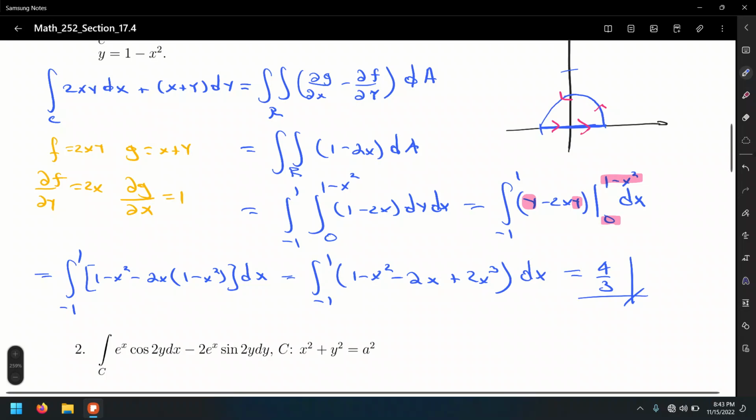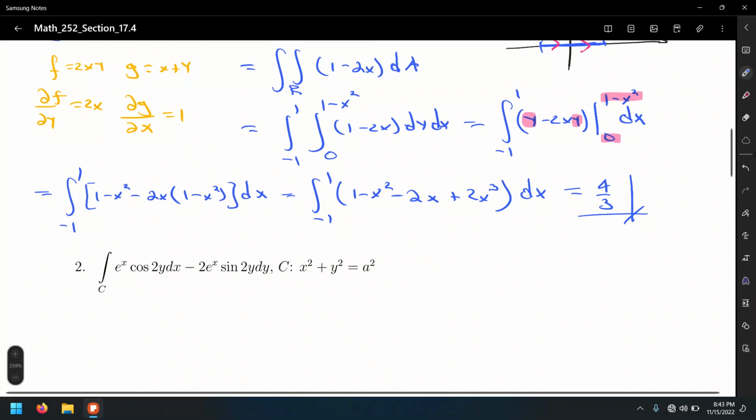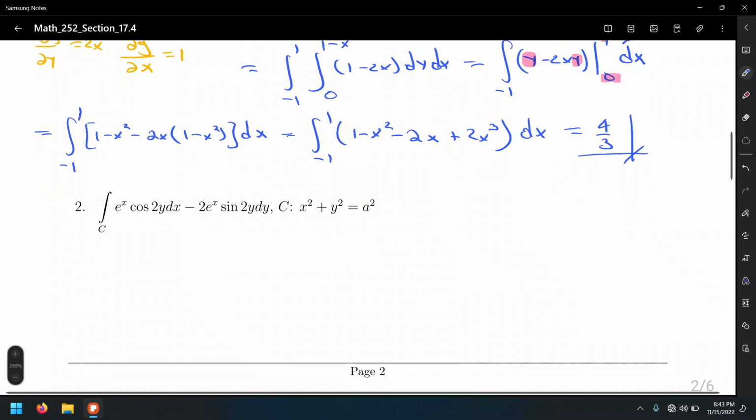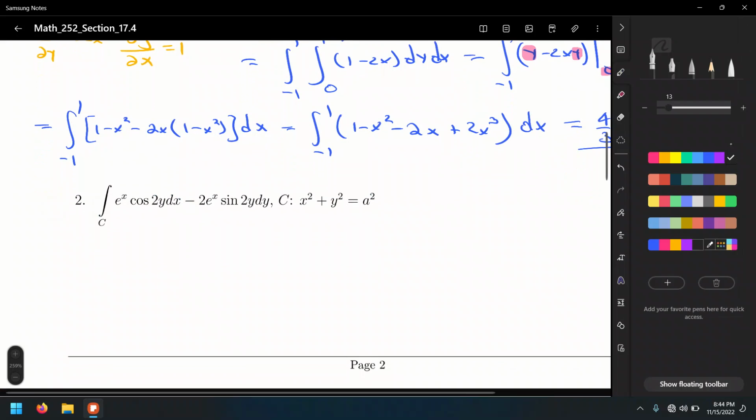Number 2. Let's do number 2. Integrate e to the x cosine 2y dx minus 2e to the x sine 2y dy over the closed path, which is x squared plus y squared equals a squared. Well, that's just a circle of radius a. We don't know what that radius is, but actually it's not going to matter. You'll see why it's not going to matter.